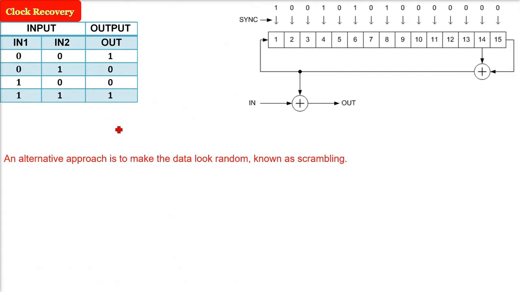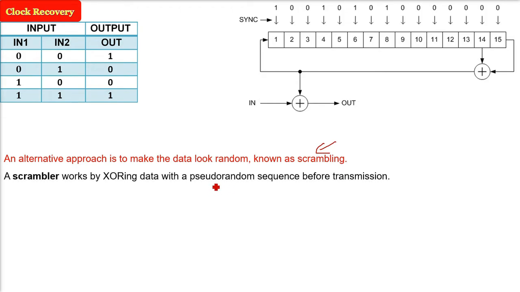There is another alternative approach in order to make the data look random. We don't want a series of zeros or a series of ones. So here we have scrambling. For example, when you eat scrambled egg, you don't know which part has gone where. So how does this scrambler work? It works by XORing, that is, using the XOR operation. So we XOR the data with a pseudo-random sequence before transmission.